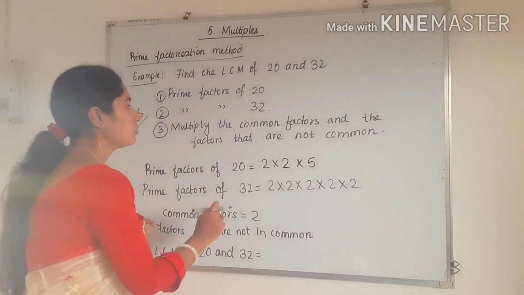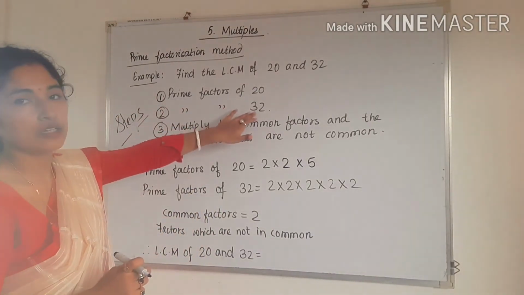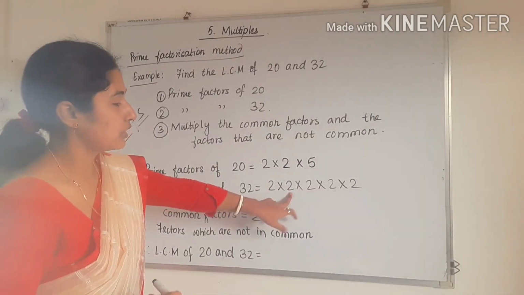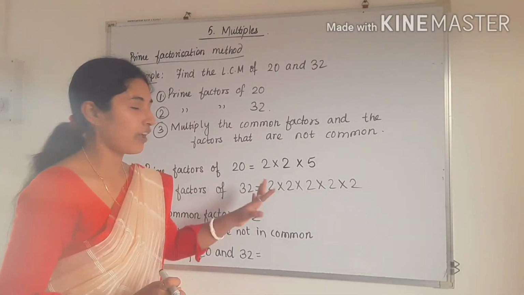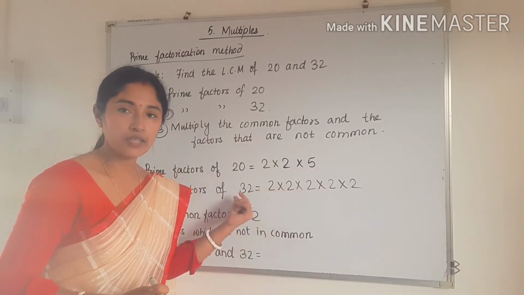Next, you have to find the prime factors of 32. What are the prime factors of 32? 2 into 2 into 2 into 2 into 2. There are five 2s in 32. When we multiply five 2s, we get 32.